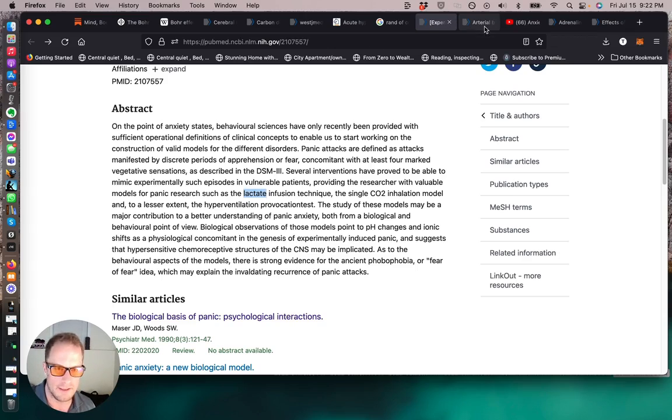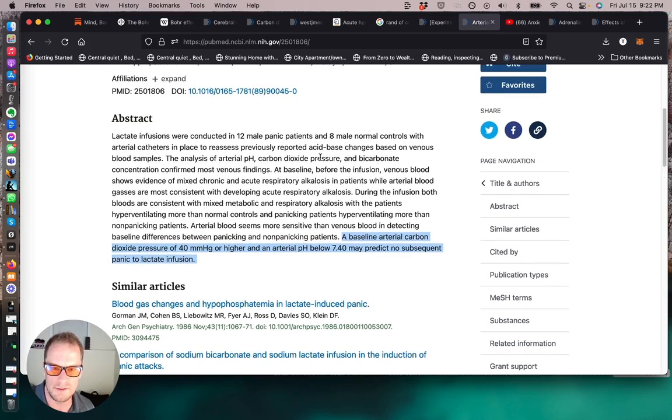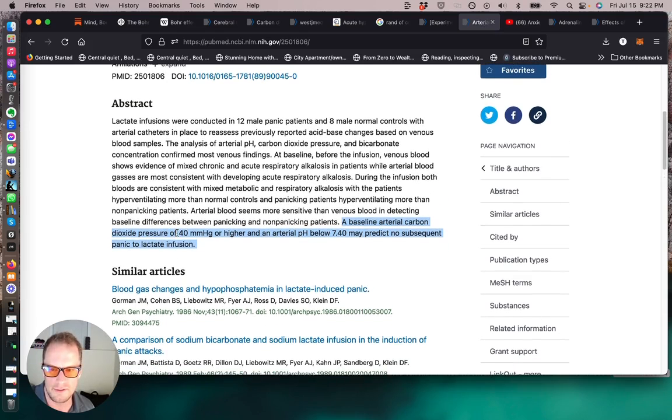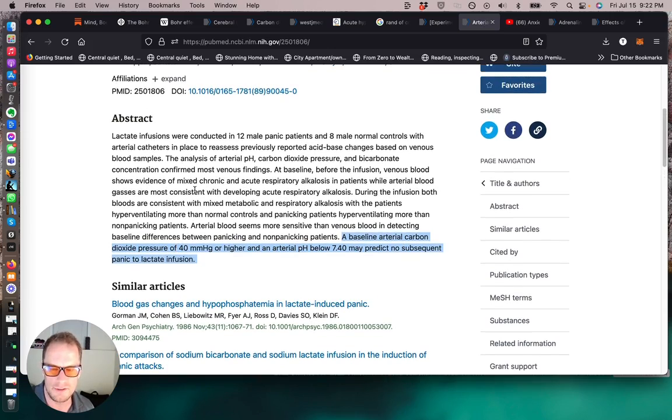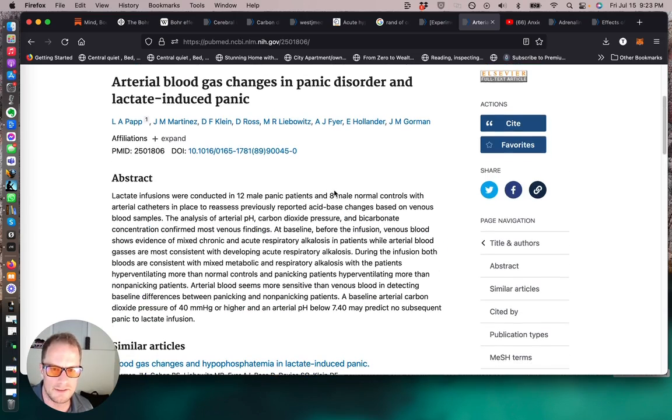and that induces panic. Okay, and then here's another paper describing what a relatively normal level is. They're using that lactic acid test to induce panic, and they're finding out that if you have what they're saying is a normal percent CO2 in your blood, then you're actually relatively immune to that panic. However, if you have a lower than 40 concentration, then you're susceptible. It's just something that is consistent with the same story.